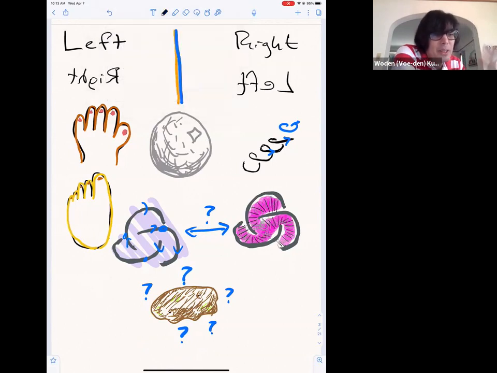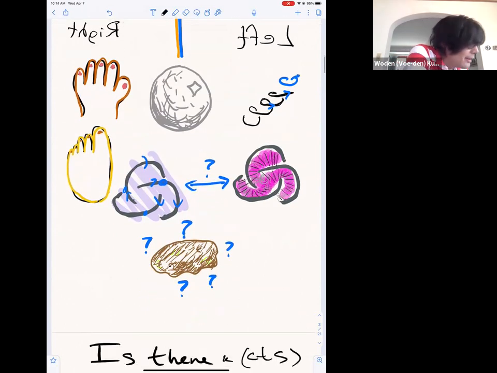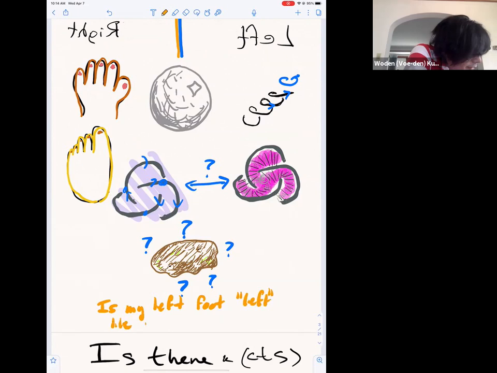And so what's the question? I'll ask: is my left foot left like my left hand?